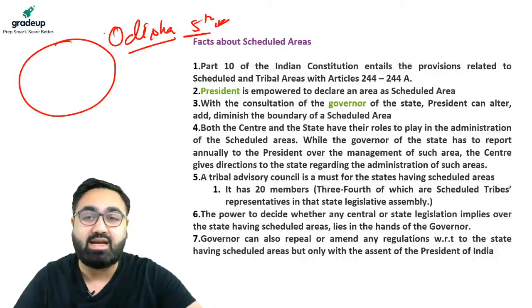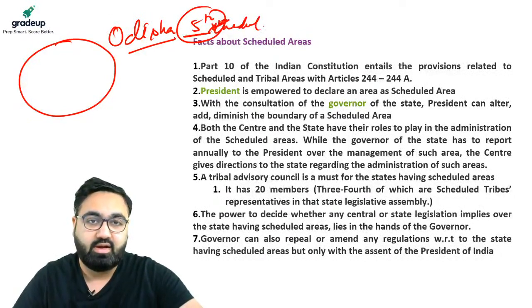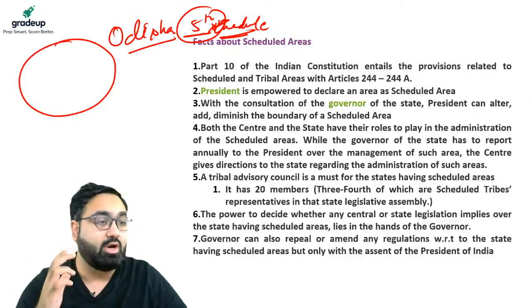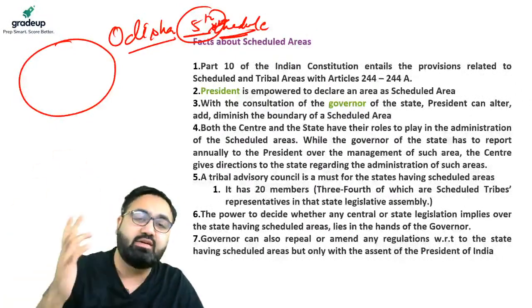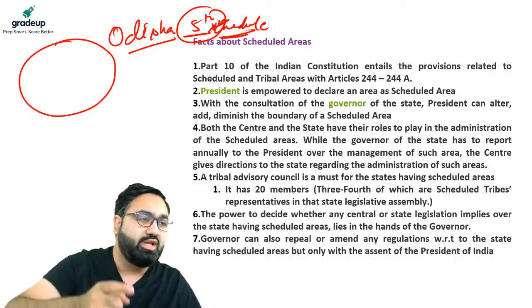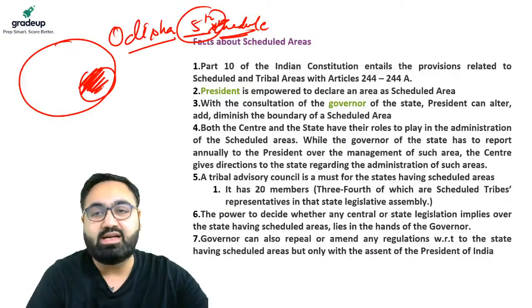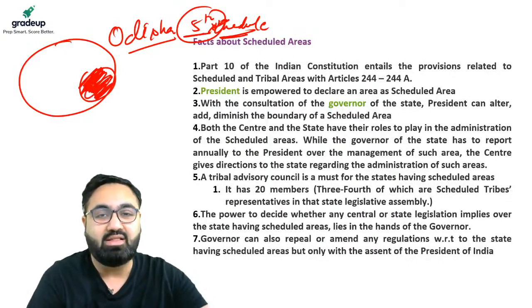It doesn't mean that entire Odisha is under the 5th schedule. If Odisha is written in schedule number 5, it doesn't mean that Odisha entirely is under the 5th schedule. Inside Odisha, some part of the state will be in the 5th schedule. Let's say inside Odisha, this is the part in the 5th schedule.